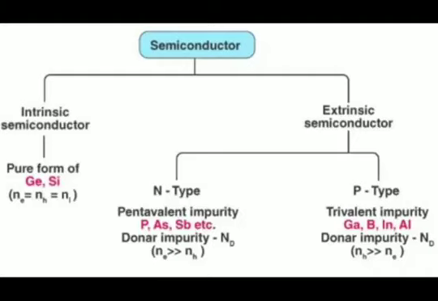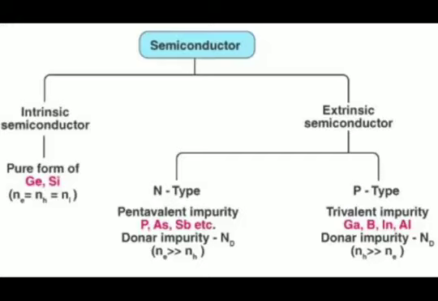Semiconductors are classified into two categories. These are intrinsic semiconductor and extrinsic semiconductor. Then what is an intrinsic semiconductor? A pure form of germanium or silicon is called an intrinsic semiconductor, while an extrinsic semiconductor is nothing but a kind of impure semiconductor.